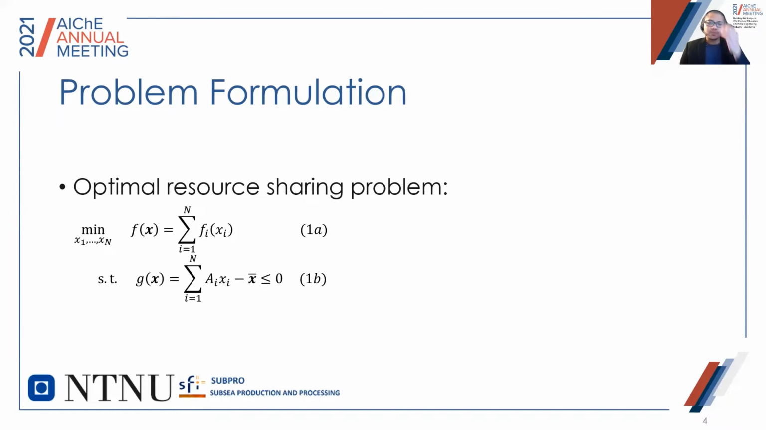Typically, each local system will compete to get the resource to maximize its local objective, but it may not be good for the entire system. So we do not want this. So we want to find the optimal resource allocation such that we can minimize the objective functions.